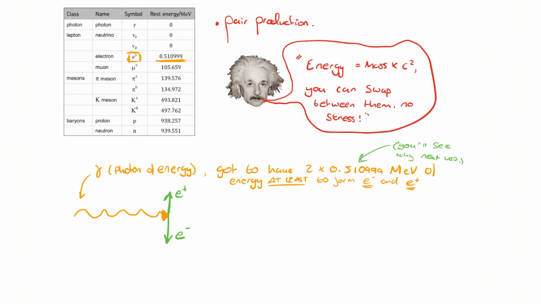We find this by using the table on the datasheet to get the rest energy of an electron and double it. The electron volt, by the way, is just another way of measuring energy, and we use this for very, very small amounts of energy. It's 1.6 times 10 to the power of minus 19 joules, so a mega electron volt is 1.6 times 10 to the power of minus 13 joules.